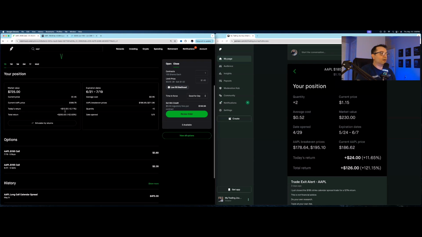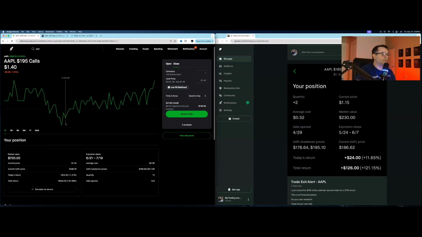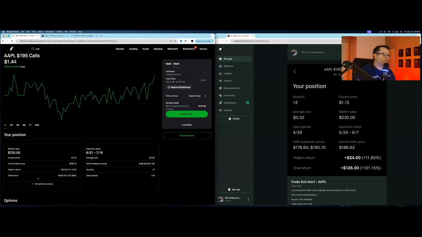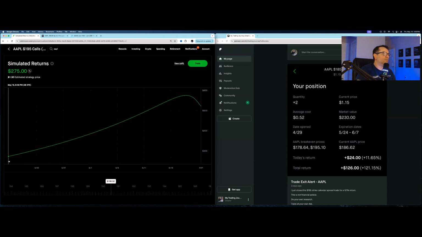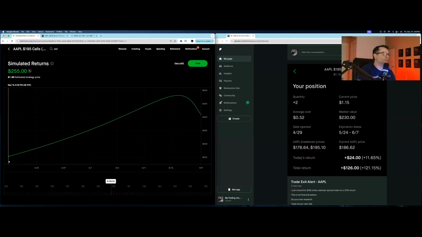A button that Robinhood has introduced that I think is super, super helpful is the simulate my returns. With the strategies that you have, it will give you an estimate of, okay, if the price stays right where Apple is right now, and right now I am about 36 days to expiration, right? DTE means days to expiration. If it stays around the same price, right?